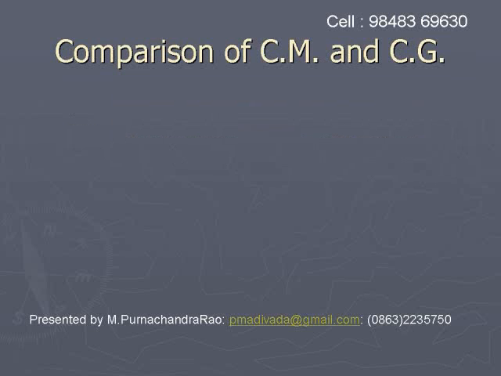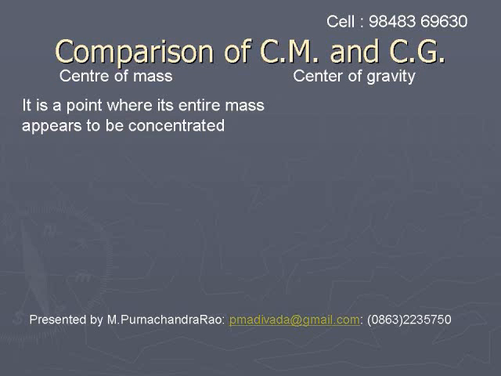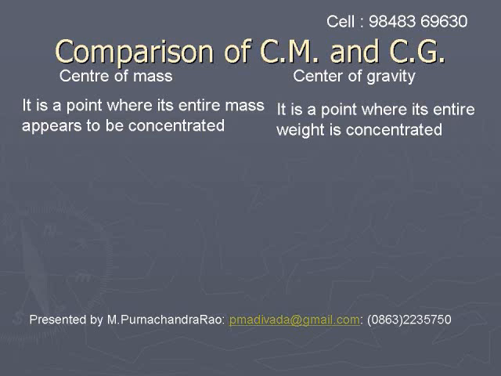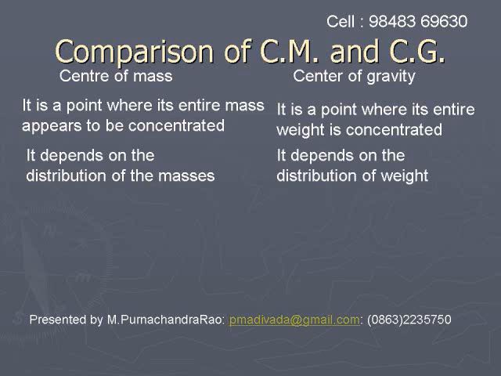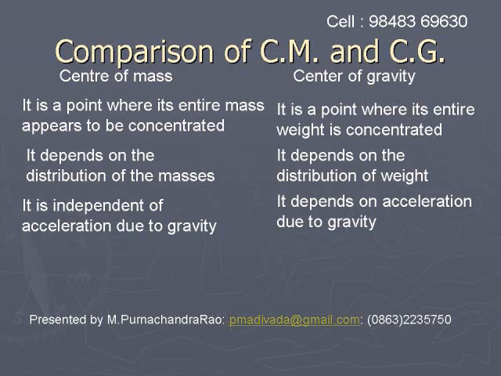Comparison of center of mass and center of gravity. Center of mass on the left side, center of gravity on the right side. Center of mass is a point where the entire mass appears to be concentrated. Center of gravity is also a point where the entire weight of the body is concentrated. Next, second point: center of mass depends on the distribution of masses, while center of gravity depends on the distribution of weight. Center of mass is independent of acceleration due to gravity, while center of gravity depends on acceleration due to gravity.